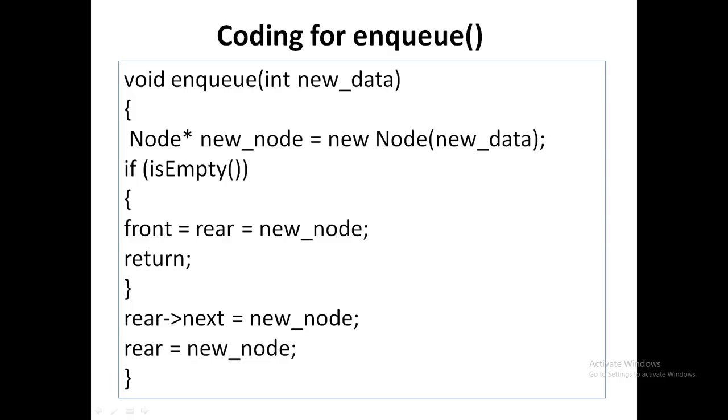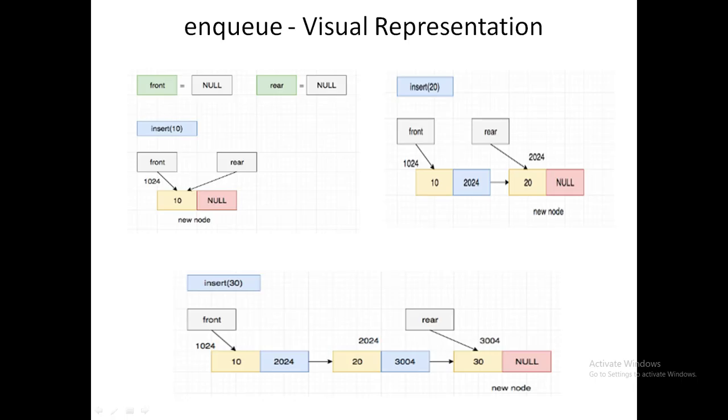While we are doing enqueue, we need to create a new node with the data passed. If the queue is empty, make front and rear the new node. If it is not empty, the queue already has some elements, so rear's next points to the new node, and the rear now becomes the new node.